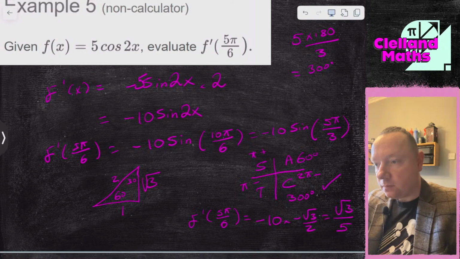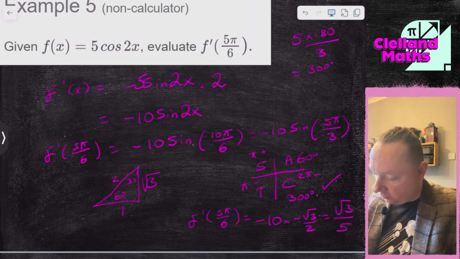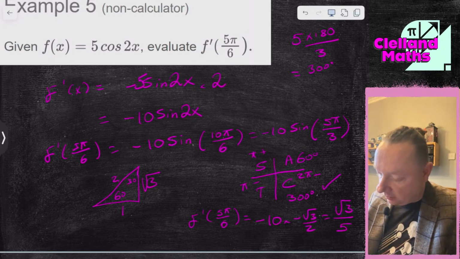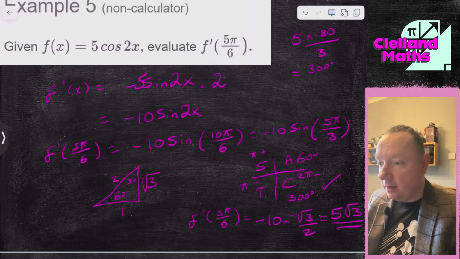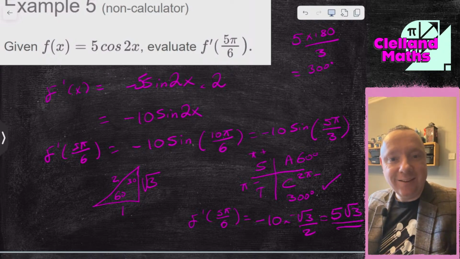Now, could you... root 3 over 5? Who is an idiot? Me. Change that slightly, actually. It's 10 times root 3 over 2, so 10 divided by 2 is 5, so 5 is on the top, 5 root 3. Whoa, that was almost a mistake, wasn't it?